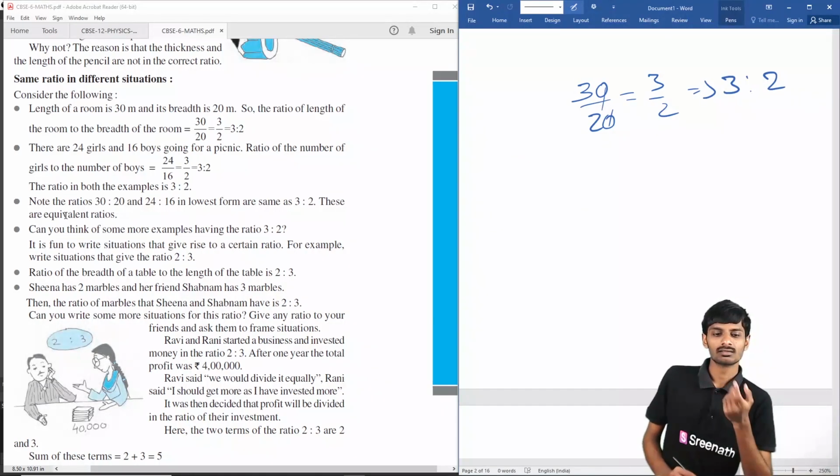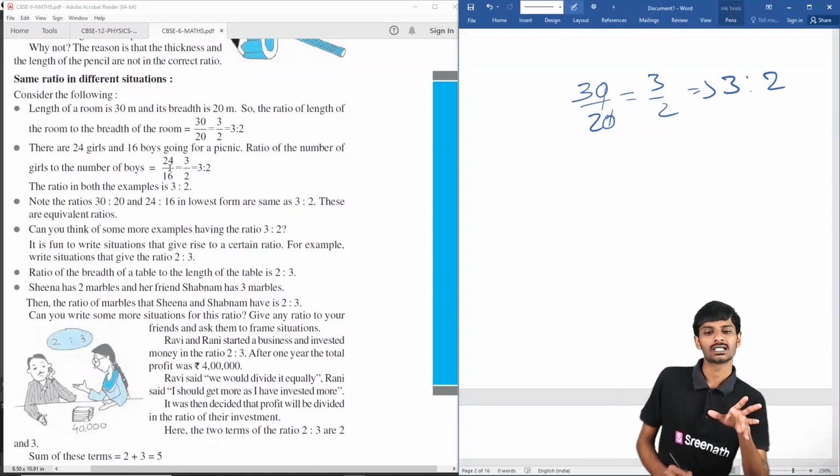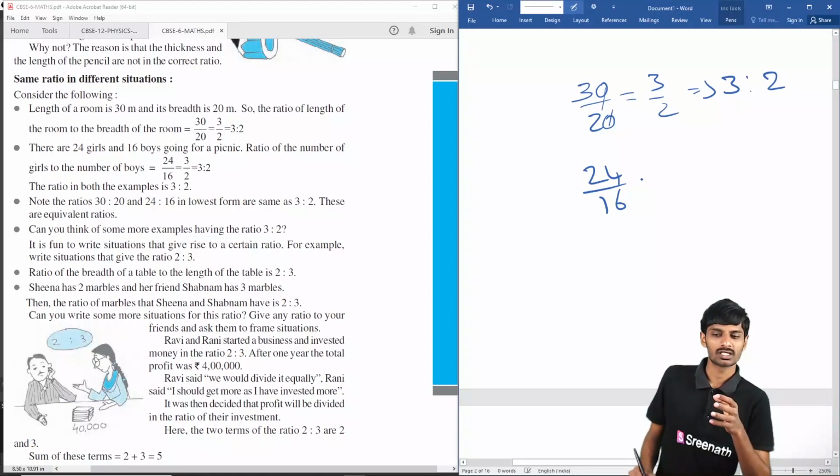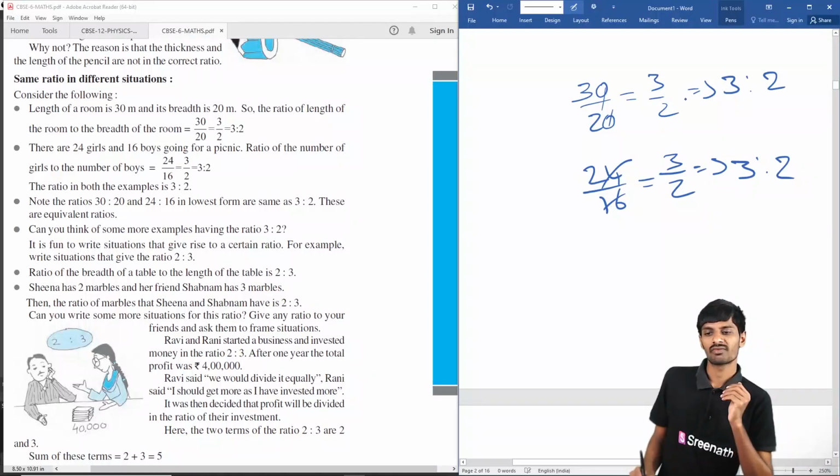And here also there are 24 girls and 16 boys going for a picnic. Now, what is the ratio of the number of girls to boys? How many girls? 24 girls. How many boys? 16 boys going to the picnic. If you find the ratio of it, in the 8th table, it will be 3 by 2. So if you see, in both situations, the ratio is 3 by 2. The fraction is 3 by 2.